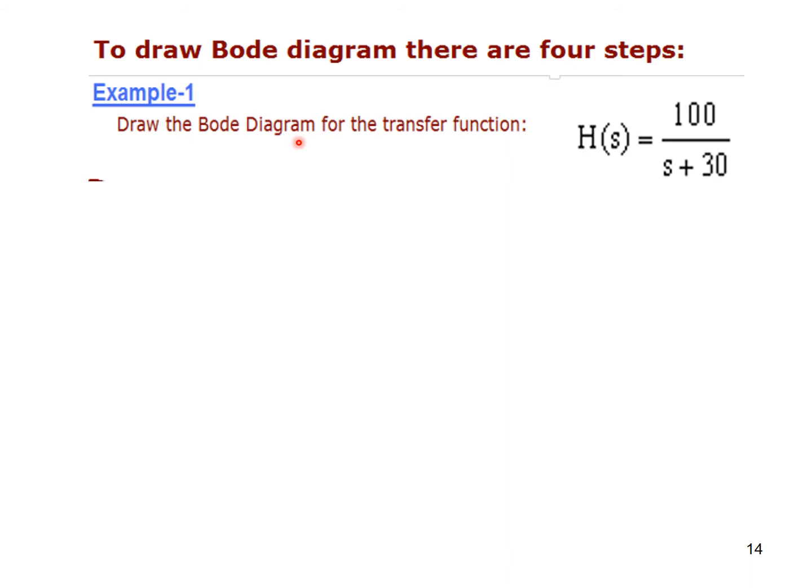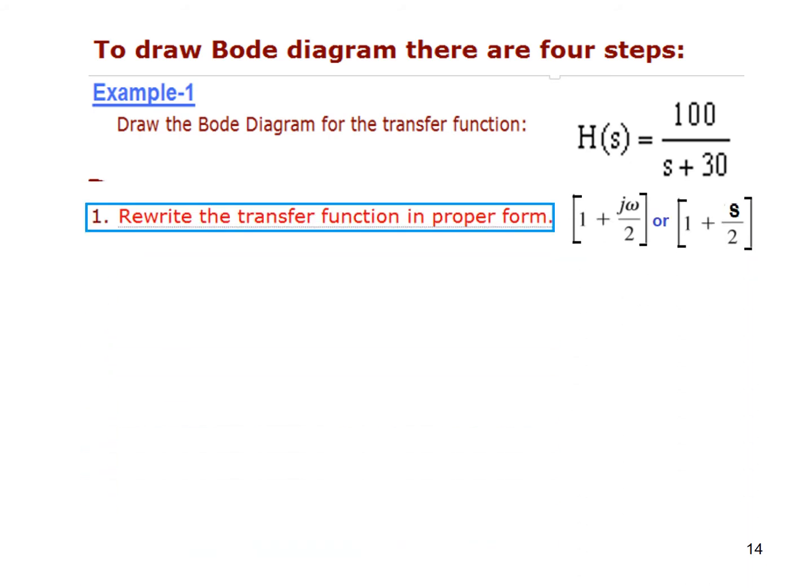We have to draw the Bode diagram for the transfer function given here, 100 divided by s plus 30. If you recall, s is actually j omega, so it is written both ways. Either we can write j omega or we can write the simple form, that is s. Now, the first step is to rewrite the transfer function in a proper form. Proper form means 1 plus j omega by something, or 1 plus s divided by something. So here, if we divide s by 30, it will be s divided by 30, and this will be 1. So we have to bring in 1 plus something.